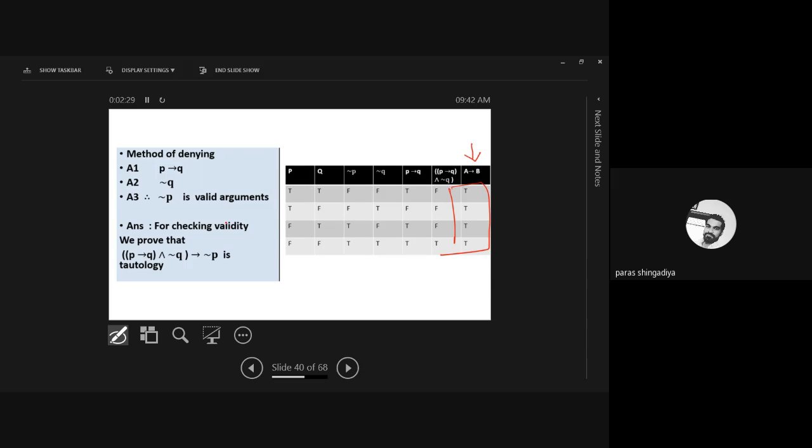Consider two statements P and Q, then a column for negation P and a column for negation Q. Then P conditionally Q, then apply AND with negation Q, and then check this answer against negation P. If it is a tautology, then it is a valid argument.